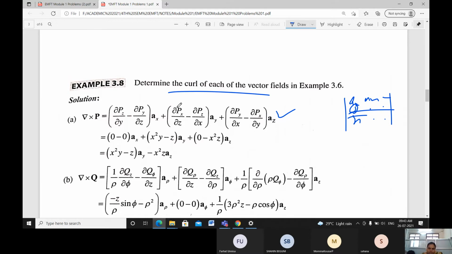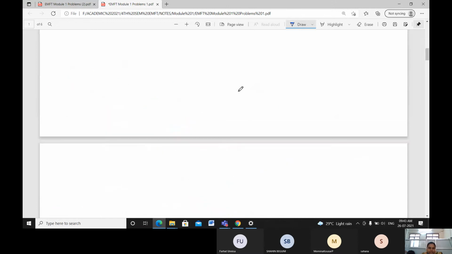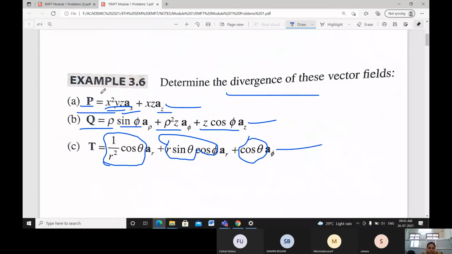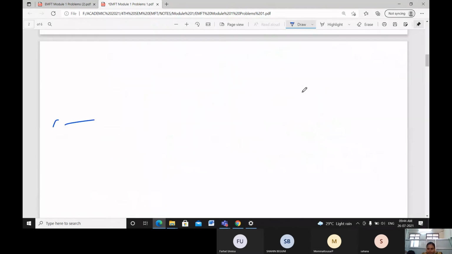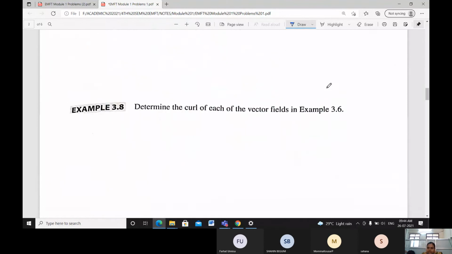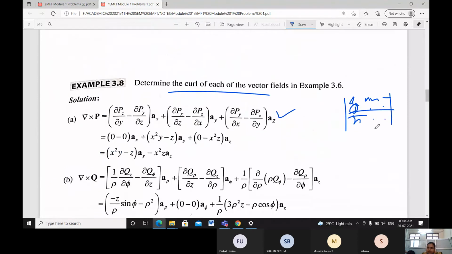Then what is the value given for us? X square yz, then xz. The third row of the determinant is going to be x square yz, 0, xz. Then go with the determinant value, and you'll be getting the value that is required for us. Either you can go with the determinant form, or else by using the equation. If you are able to remember this, you can go with this.